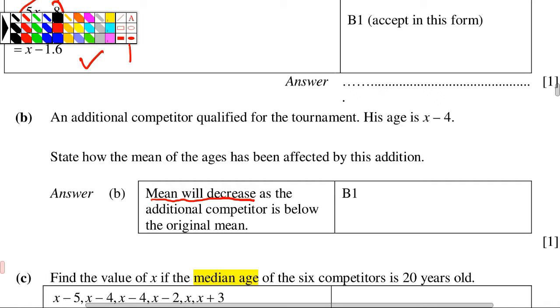Can I go on? Why does it decrease? X minus 4. X minus 4 means I add somebody lower mark or higher mark? Lower. I add somebody lower mark. What happened to the mean? Lower. This is lower mark. I add somebody lower mark.